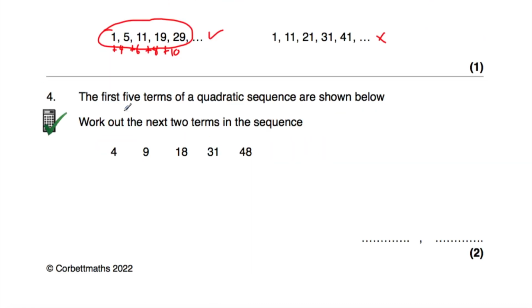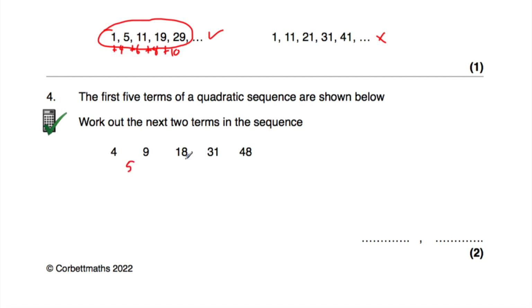Question number four says the first five terms of a quadratic sequence are shown below, and we've been asked to work out the next two terms in the sequence. We've got 4, 9, 18, 31 and 48. Let's find the first differences and the second differences, and that'll help us find the next two terms. To get from 4 to 9, we would add 5.